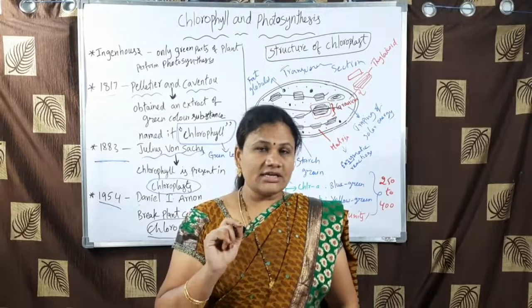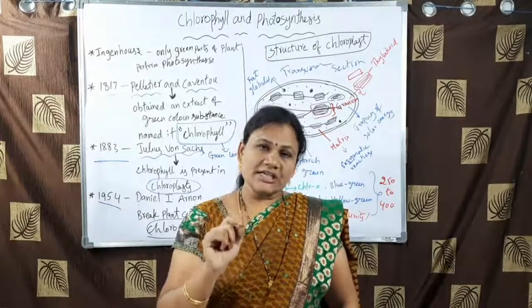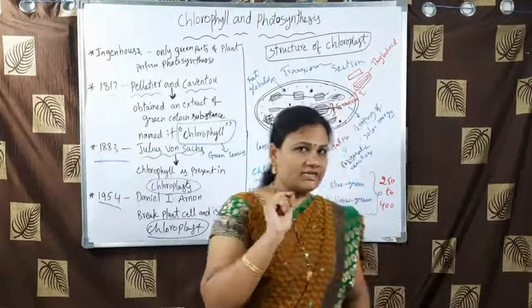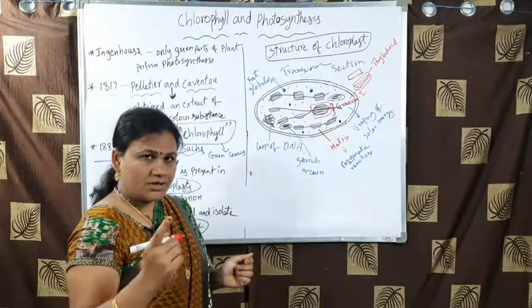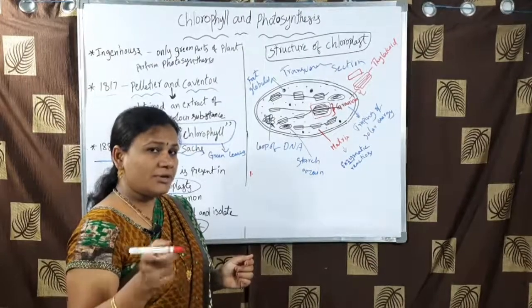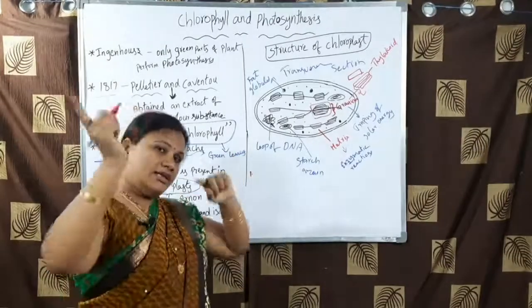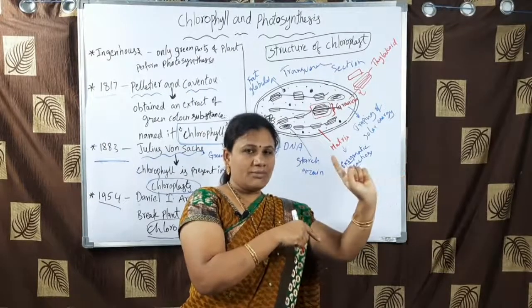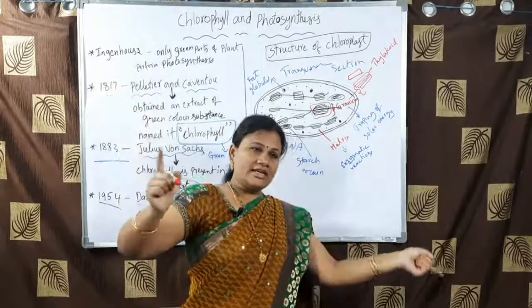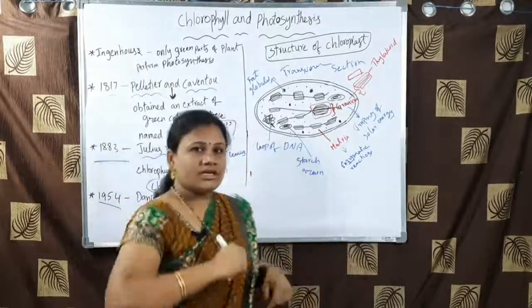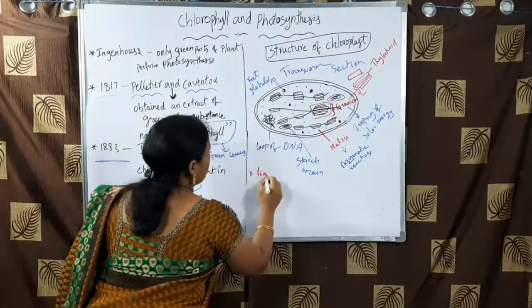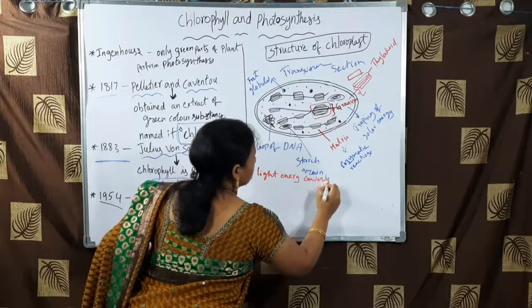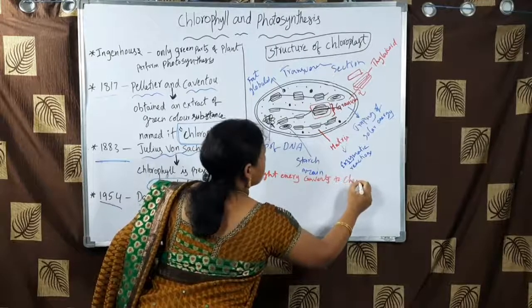By this we can understand that there are several important activities that take place within the chloroplast during photosynthesis. So let us see what those important activities are. What is the first step? Trapping of solar energy. Whenever the photosynthesis process starts from trapping of solar energy, this light energy finally concludes as chemical energy. So here in the chloroplast, light energy converts to chemical energy.